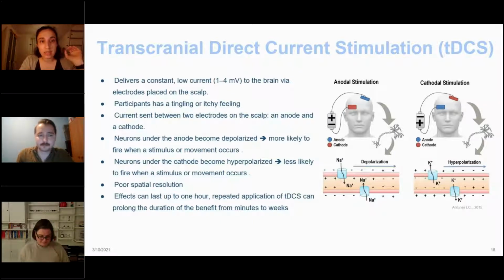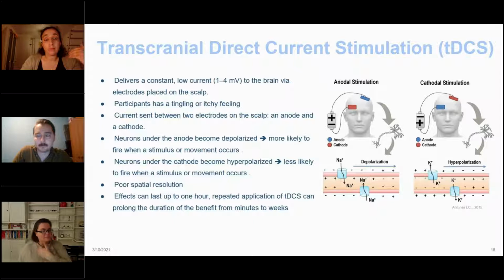And the neurons that are underneath the cathode are less likely to fire, and the neurons that are underneath the anode are more likely to fire. And again, the effects can last up to an hour. So we have the time window to perform experiments with the stimulation and without the stimulation.